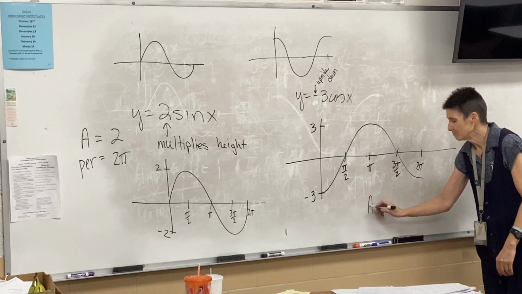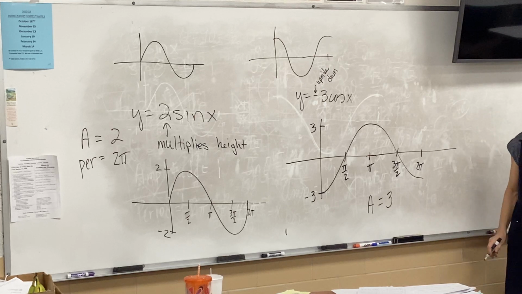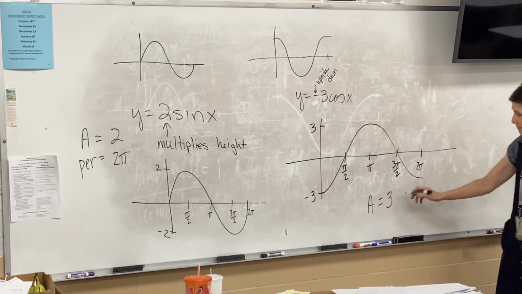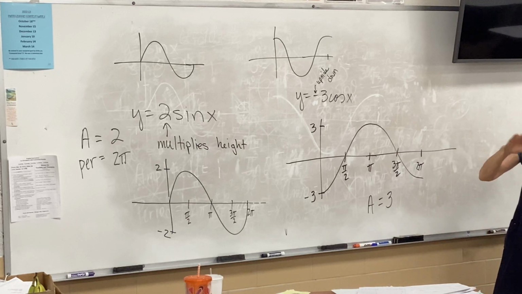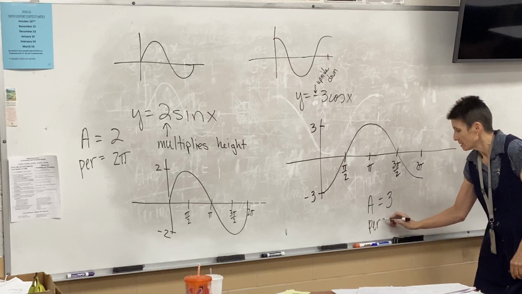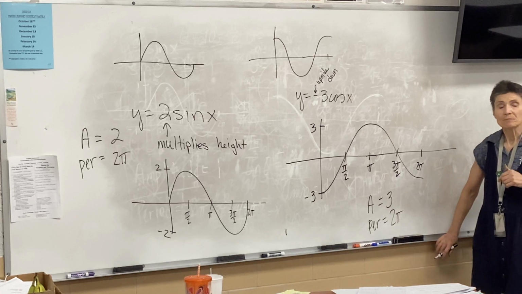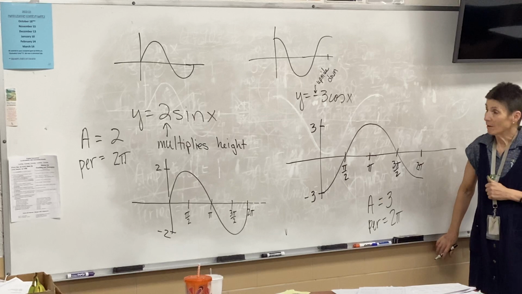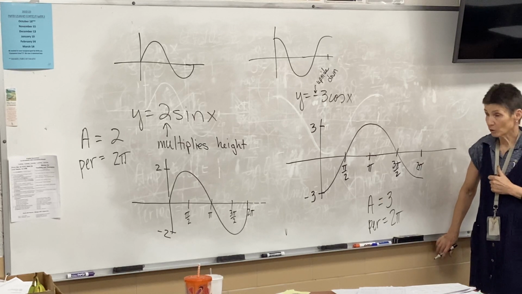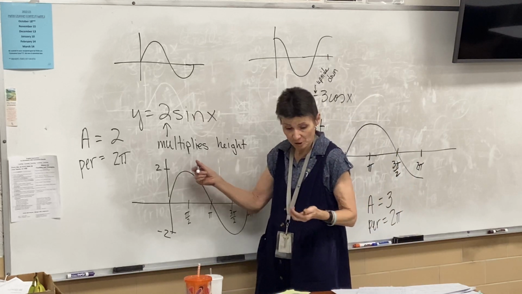What's my amplitude? Be careful, it's +3. Amplitude is always positive. Amplitude is height. So the amplitude is 3. I know it's a negative, but all the negative does is turn upside down. Amplitude is positive. So amplitude's 3, period is still 2 pi. Next time we're together, we'll change the period. But for now, we have learned, reviewed, talked about how we change amplitude.